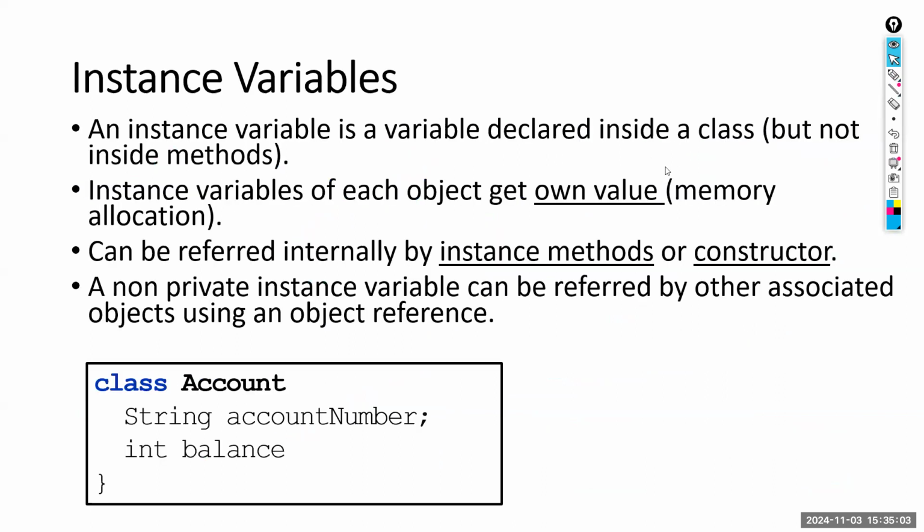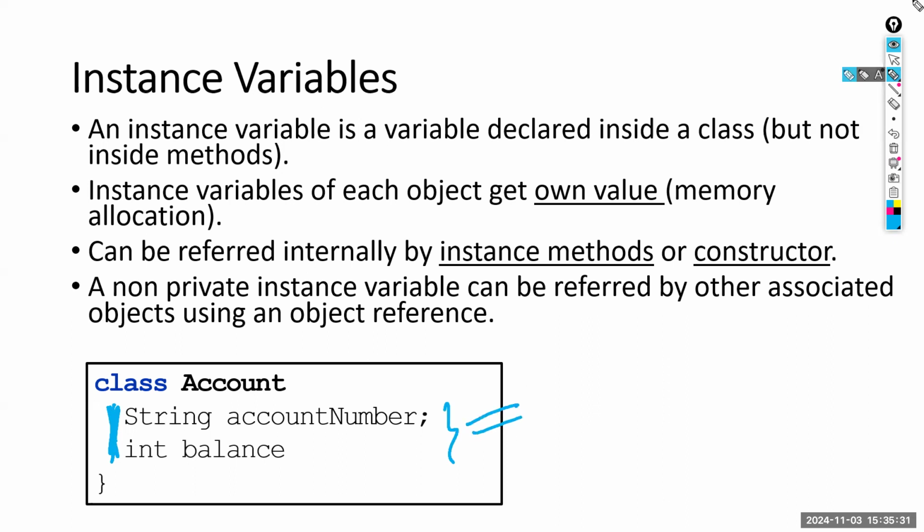Right. Instance variable means if you have a variable in your class without the static keyword, those are instance variables. String account number, int balance. Those are all not inside methods, just inside the class without the static keyword. Both of these are instance variables.